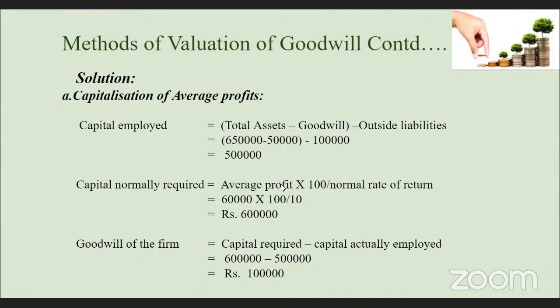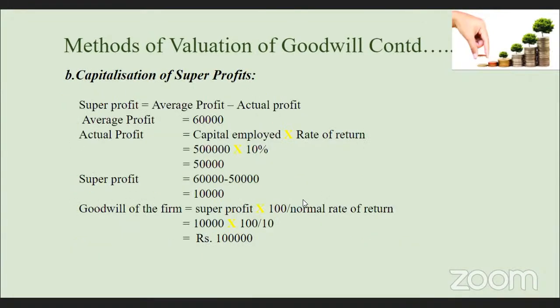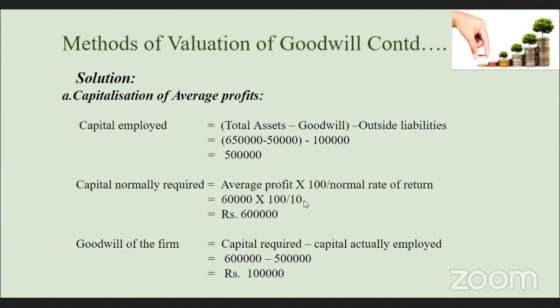Upon the capital employed, calculate the normal rate of return. Then you will get the capital required. Capital required minus actual capital employed gives you the goodwill of the firm. This is called the capitalization method.